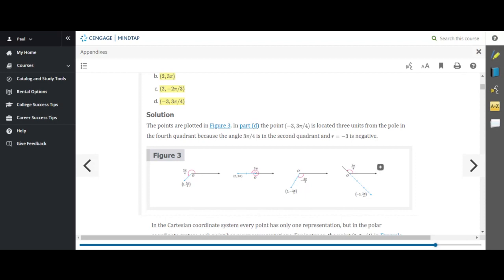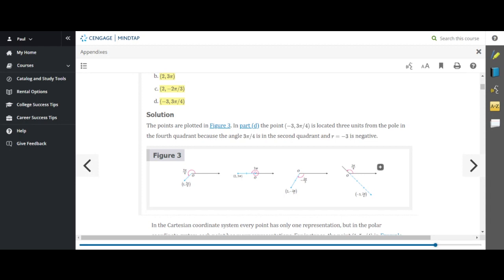Okay. Are there any questions on the first 2 pictures there in figure 3? Please let me know. All right. Well, let's move on.